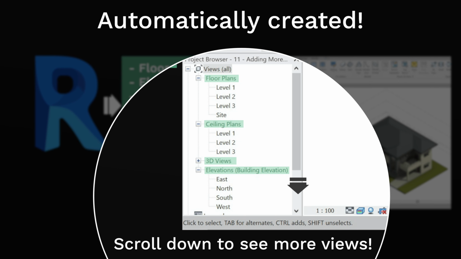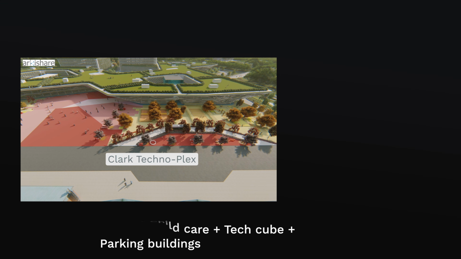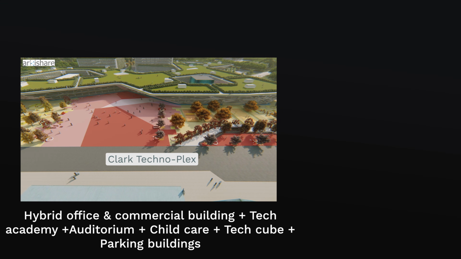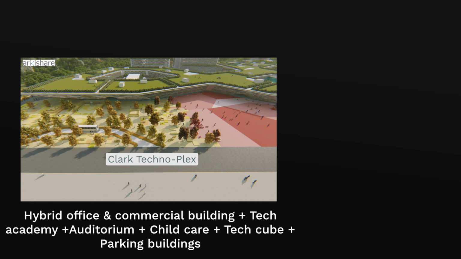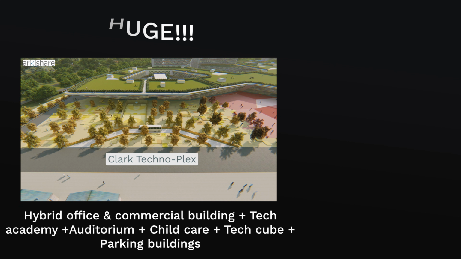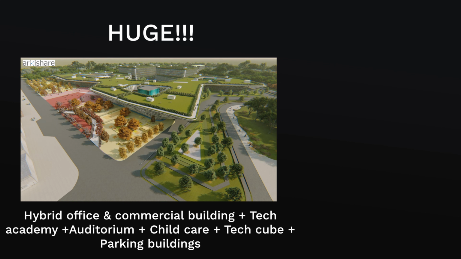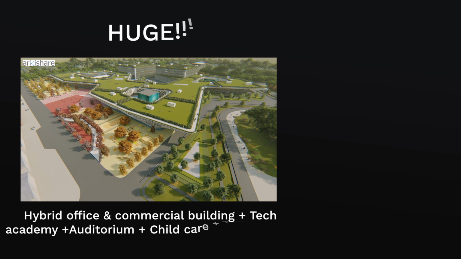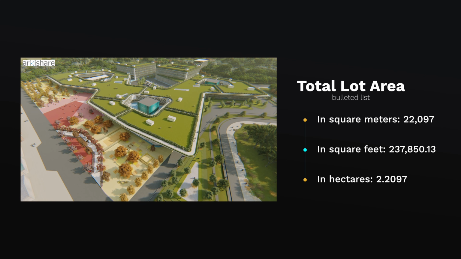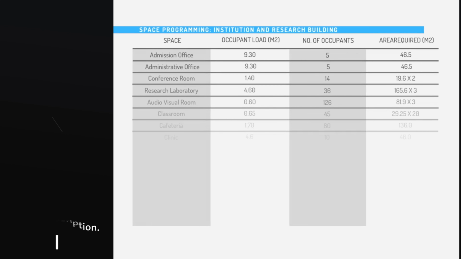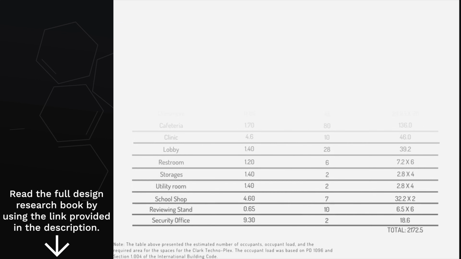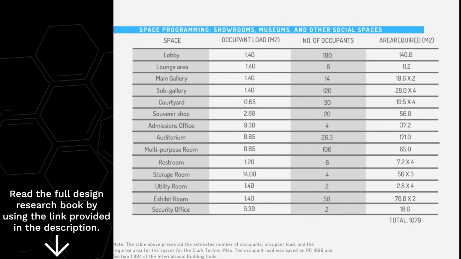To appreciate what BIM can do for you even more, let's take a look at a bigger project I've done using it. This is my thesis entitled Clark Technoplex. This one is huge compared to the house I presented to you before. It has a total lot area of 22,097 square meters. These are the spaces I included throughout the project.